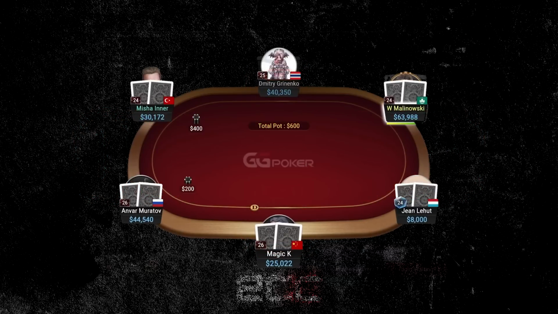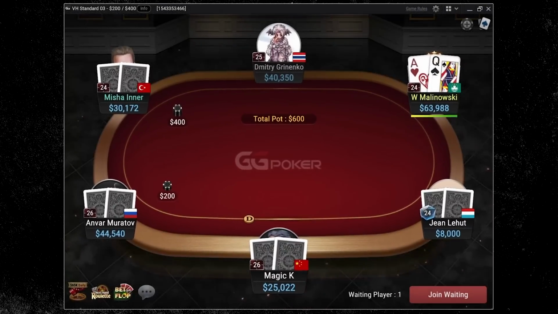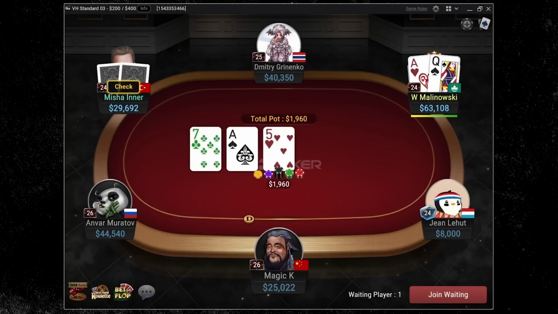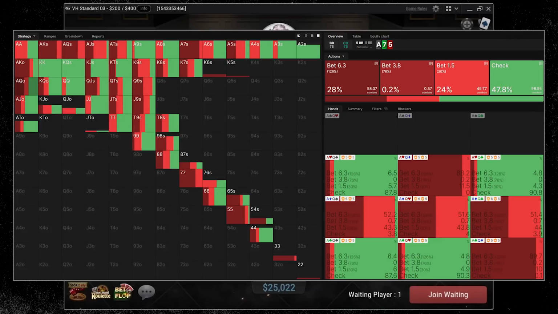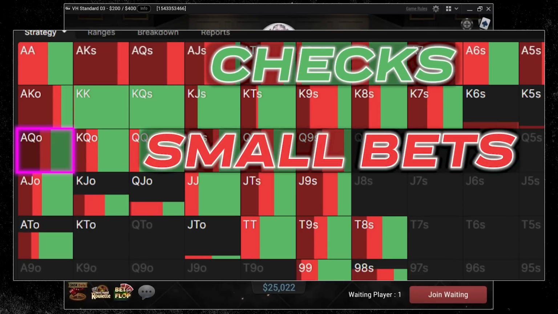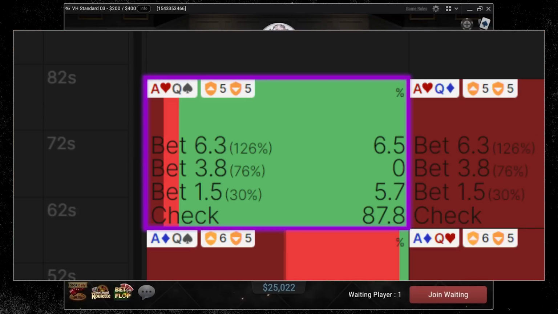improving your win rate. In this hand, Wiktor Malinowski opens the hijack and Misha calls in position. The flop is ace-7-5 rainbow and Wiktor c-bets 30% pot. Solving for a small, a big and an overbet sizing, we'll see that ace-queen in general mixes checks, small bets and overbets. But Wiktor's combo specifically almost never bets.